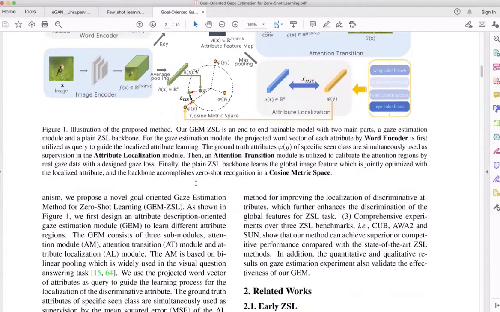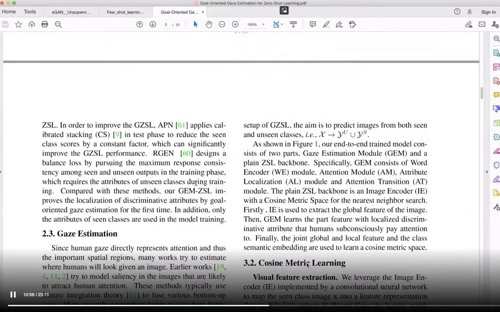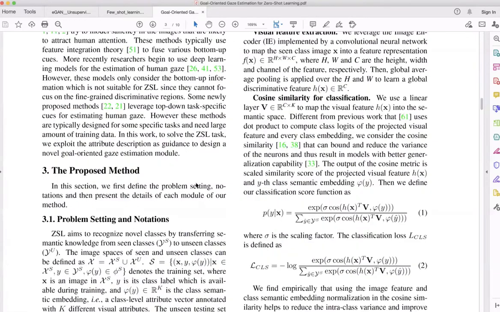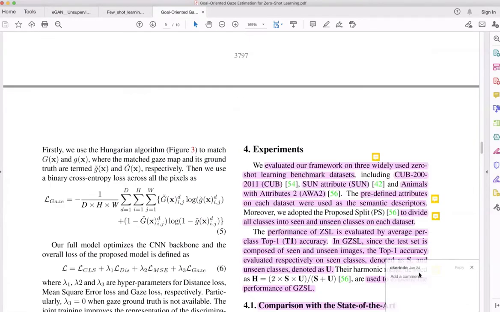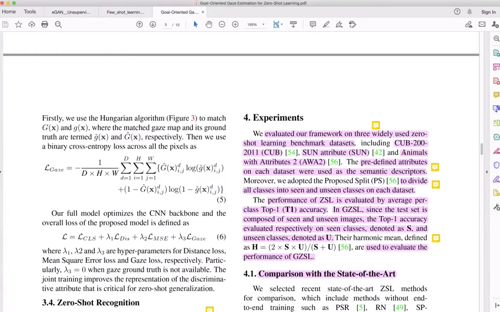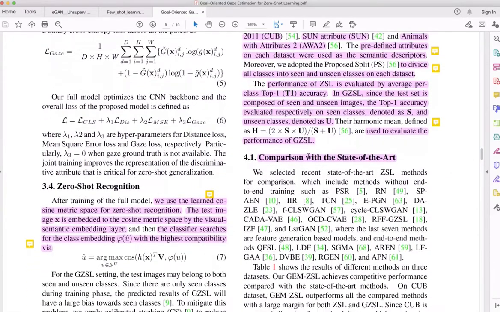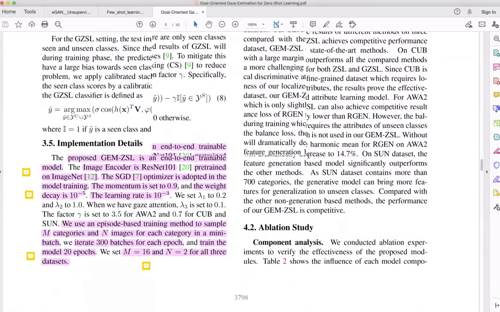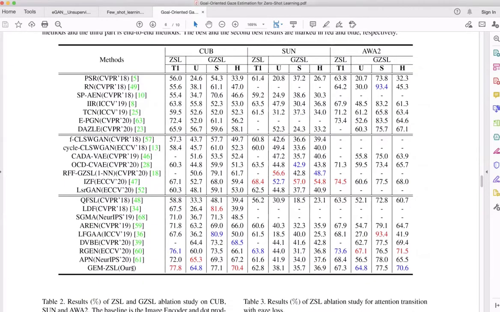So now they perform experiments on the datasets. As we can see in the result, I want to go to the experiment. So they use three widely used zero-shot learning benchmarks, which are the CUB 200 2011, the SUN attribute, and animals with attributes. And the result of the performance of their architecture is as shown here.